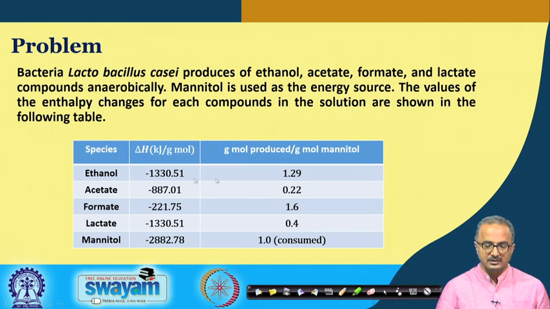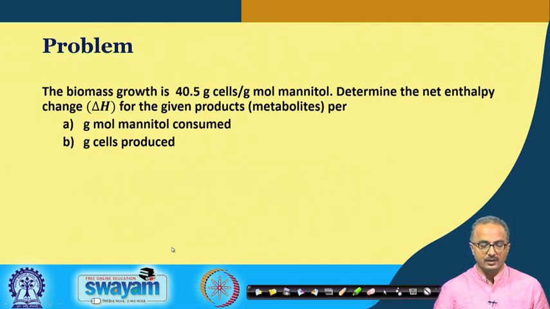Okay. So, here we have the gram moles produced per gram mole of mannitol for each of the species in the system, and these are the enthalpy changes for each of the species. Now, what we have been asked is that biomass growth is 40.5 gram cells per gram mole of mannitol. Determine the net enthalpy change for the given products, or what we call metabolites. Metabolites are the compounds which are produced after some metabolic reaction goes on.